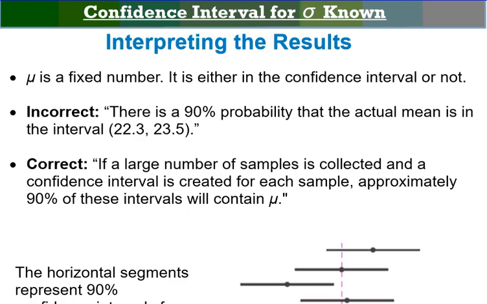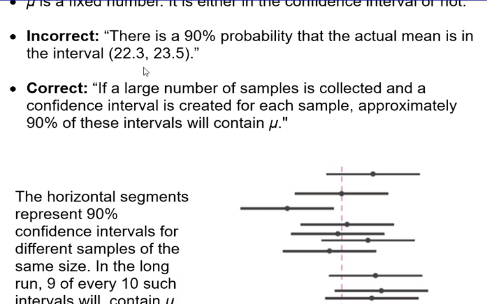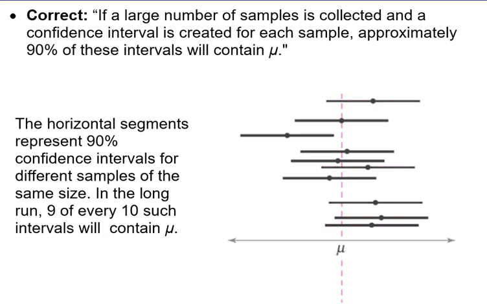It is incorrect to say that there's a 90% probability that the actual mean is in that interval. It either is or it is not. There's not a 90% probability. What the 90% does mean is that if we ran that sampling procedure over and over again, if we did 100 repetitions of sampling 20 students and constructed 90% confidence intervals for all of those samples, we would find about 90 of them would contain the actual population mean.